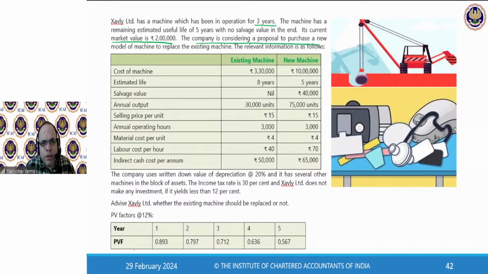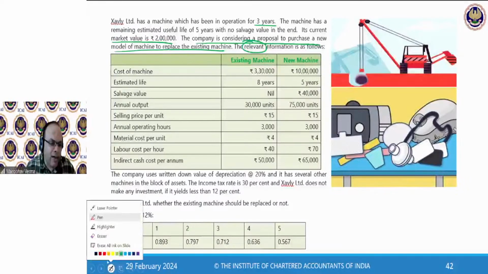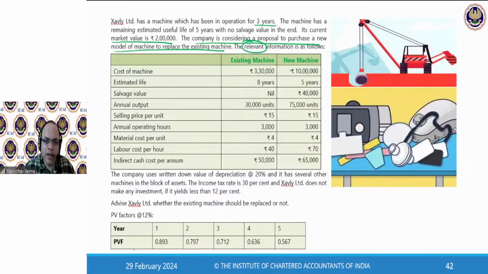The company is considering a proposal to purchase a new model of machine to replace the existing machine, and they're giving you the relevant information. I think this word always catches my eye, right? Relevant information. We are anyways talking about relevant and incremental here. So look at this cost of existing machine, new machine. I think you guys are all matured enough to identify if there is any sunk cost. So probably the existing machine cost would be the sunk cost that I would have incurred 3 years before. But yes, I'm very much interested in some of the relevant cost here. So let's have a small tick mark against them. So 10 lakhs could be relevant for us, right? So we are talking about a new machine in this case.